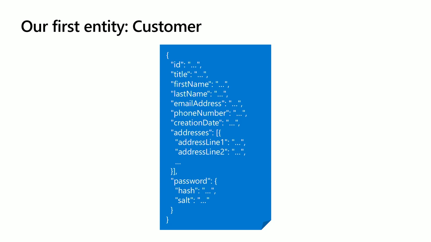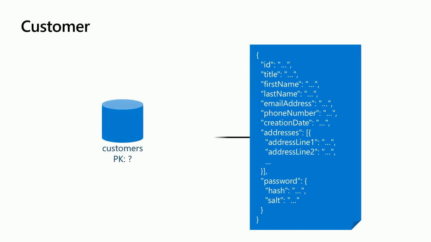We are making good progress on our modeling exercise. Now that we have defined our first entity, where are we going to store that thing? Well, we are going to store this entity in a Cosmos DB container. We are going to name that thing customers, no surprise here. But as you can see, I have a little question mark here, PK.